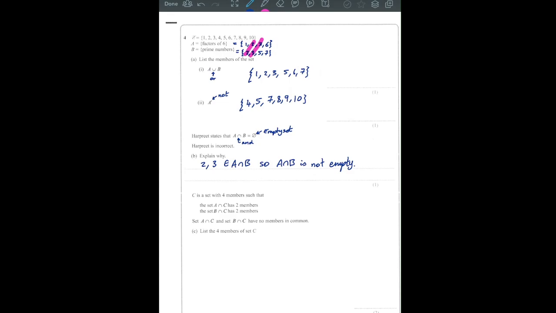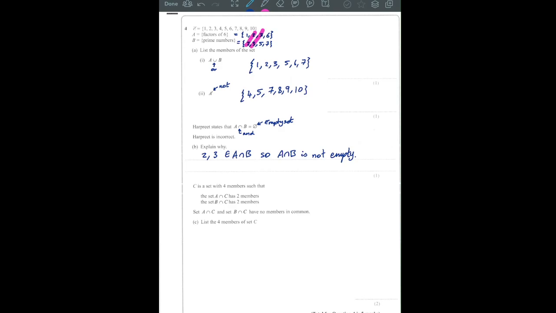Remember, A is 1, 2, 3, 6. B intersect C has 2 members. So there are 2 things which are in B and C. But A intersect C and B intersect C have no members in common. So in particular, if I use 2, well, 2 is in A and 2 is in B, so 2 would be in both of those, and that breaks it.